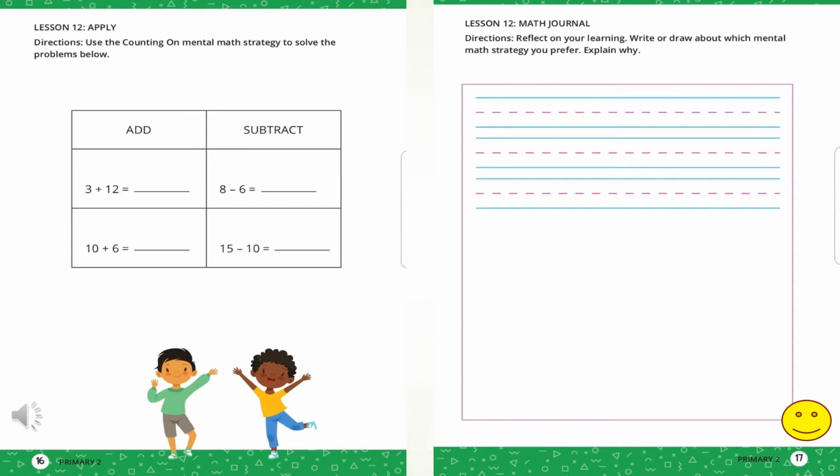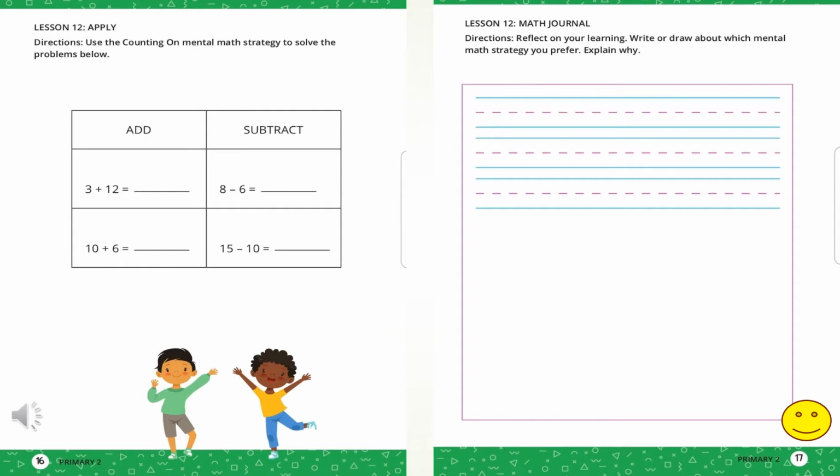15 minus 10. We will put the 10, which is the smaller number, in our mind, and we will close our fingers. After 10: 11, 12, 13, 14, 15. We found 15 here. How many fingers do you have now? We have 5. So we will write 5 as the difference.